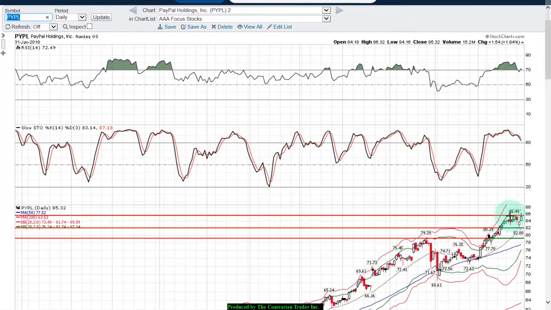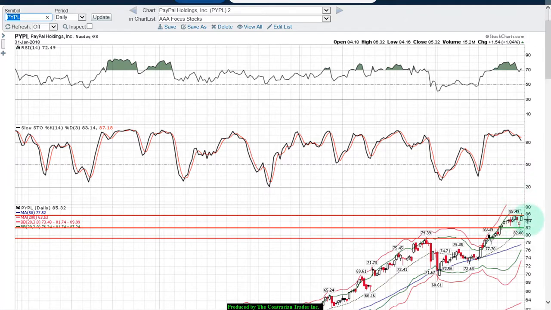Yesterday we put in an intraday high, meaning we actually traded above the 85.49 level up to 86.32, but we failed to hold the breakout. So as I always teach members, it doesn't matter where a stock trades intraday. What matters is where it closes.